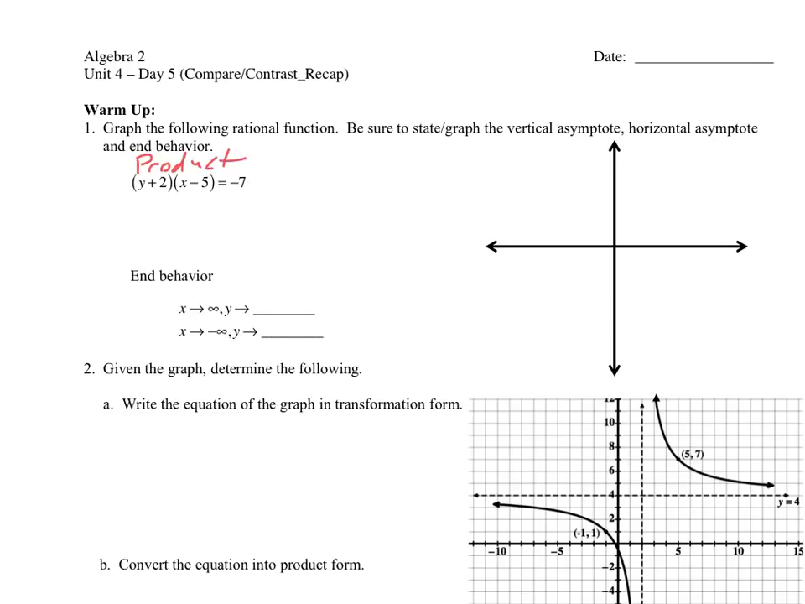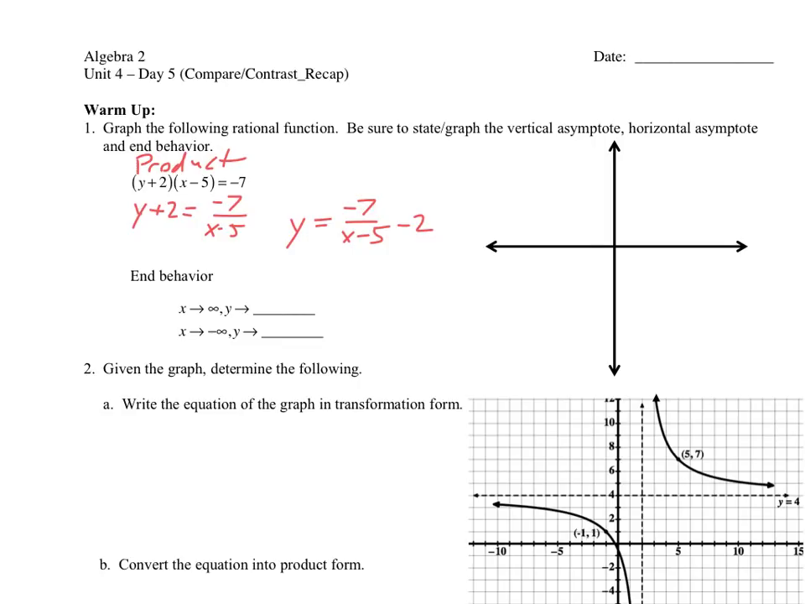And basically what this is, let's just rewrite this. So if I divide this by x minus 5, so y plus 2 equals negative 7 over x minus 5, and then I subtract 2, there is my equation in transformation form. So this is just another form. Once again, this is not going to be assessed on the formative. It is just here to give you something to think about that's a little bit different.